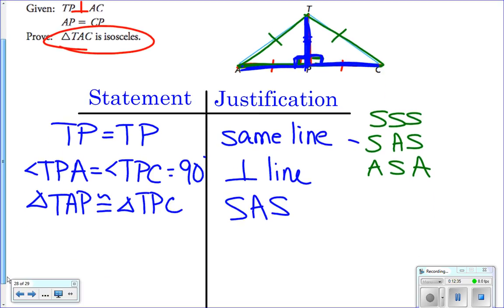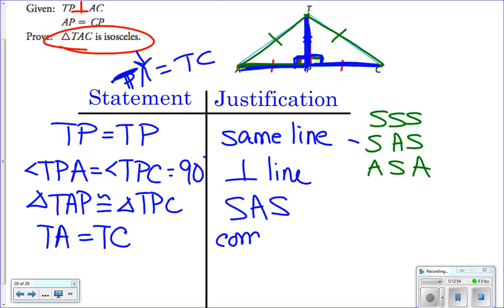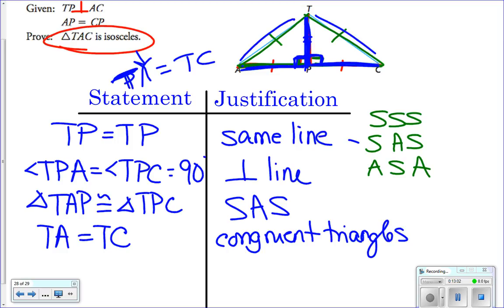Again, the question is saying, prove that TAC is isosceles. Well, in order to do that, remember, I need to prove that TA is equal to TC. Well, we can do that because we now know that they're congruent triangles. So TA has to be equal to TC because of congruent triangles. And in proving that they're congruent triangles and in proving that this side is equal to that side, we now know that it must be an isosceles triangle. So there's just kind of an application way of looking at all the information that we were just talking about throughout this whole learning guide.